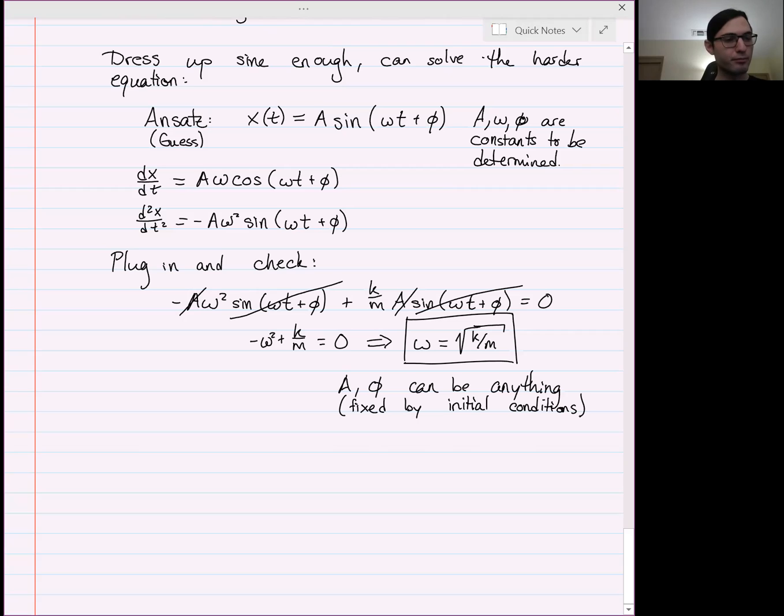Now, I think we'll stop there for today. Didn't get as far as I would have liked to. I'll have to go a little bit longer on Monday as well.